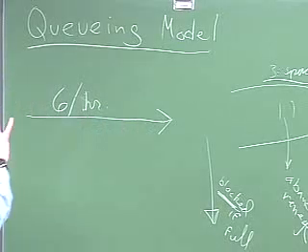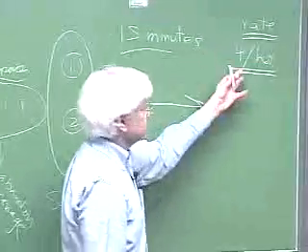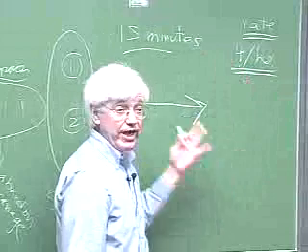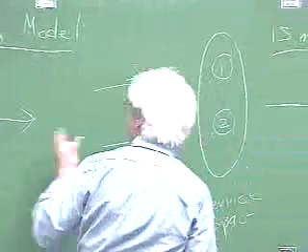Okay, everything looks fine. They come in at 6 per hour, and each of the barbers can cut hair at 4 per hour. So together they come in at 6 per hour and they can go out at 8 per hour. So that looks good.